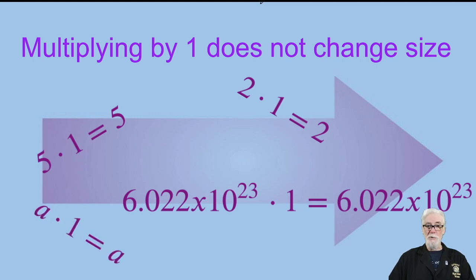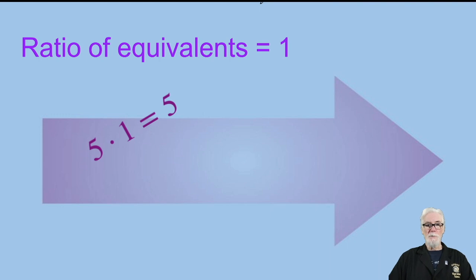And it doesn't even have to really be a number. It can be a variable that stands in for a number. So a times 1 is a. So that's one of the principles that dimensional analysis is built on. Multiplying by 1 does not change the size of something. The other principle is that the ratio of two things that are equivalent is 1.